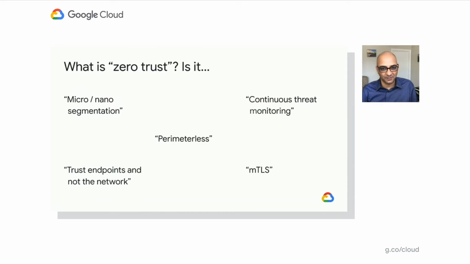When we talk to folks outside of Google, we hear many different definitions of what is zero trust. We hear terms like micro or even nano segmentation, right, done at the workload level. We have heard terms like perimeterless. We have heard somebody say it's something as narrow as, hey, I've implemented MTLS, therefore I'm doing zero trust. We have heard definitions from vendors and others saying things like trust endpoints and not the network, continuous threat monitoring. All of this is zero trust.